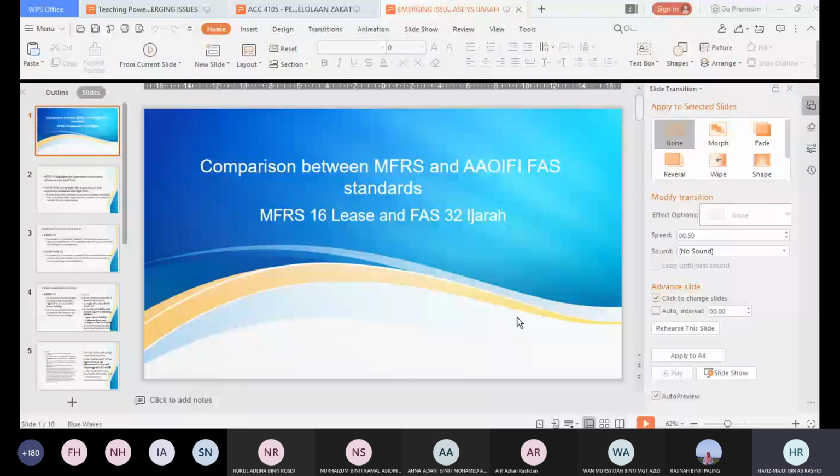When MFRS 16 calls it lease, the understanding of lease here is moving toward financing. It is a financing contract. But when IOFI focuses on Ijara, if you want to translate it into Malay, or in English, what is Ijara?